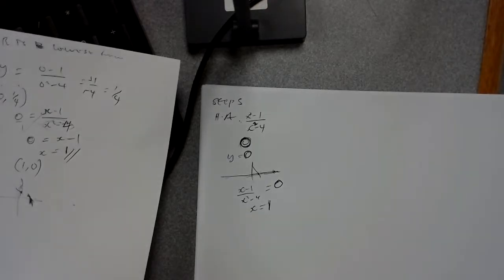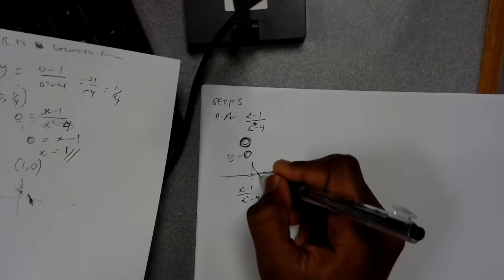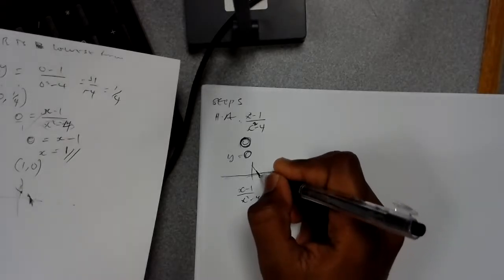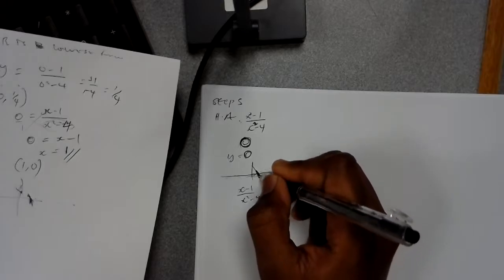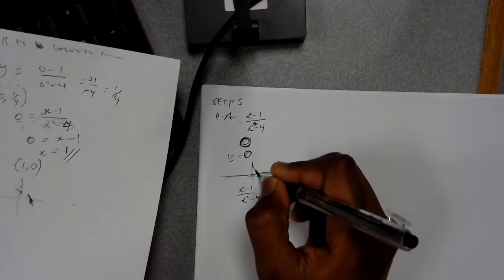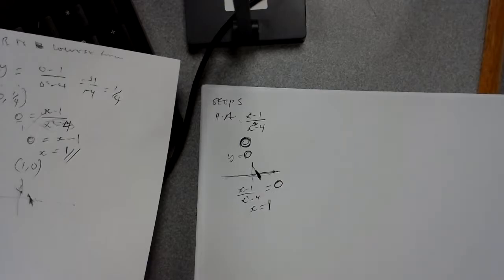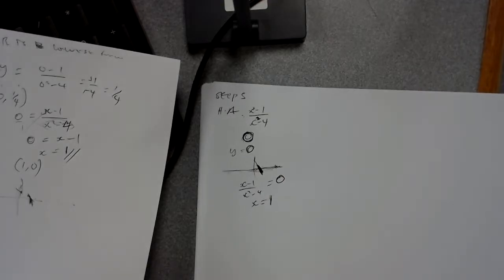So at x is equal to 1, this point here, the graph crosses the asymptote. So that's where it intersects here at x is equal to 1. So it means this is the asymptote, but we still get this graph crossing here at x is equal to 1. So that is the step 5 to find the horizontal asymptote.